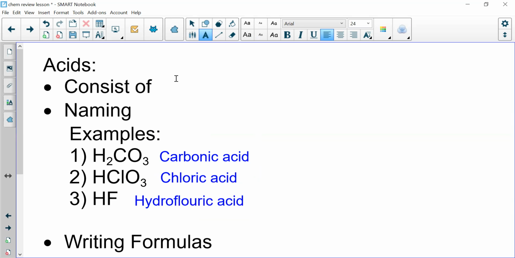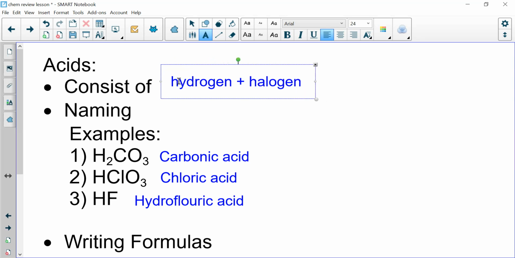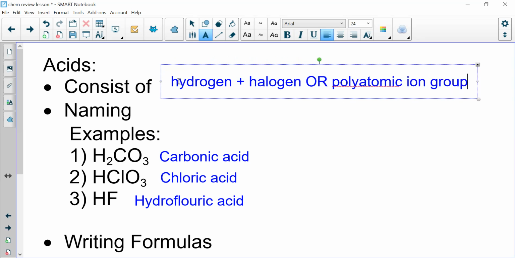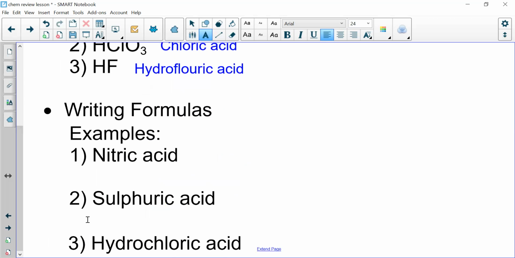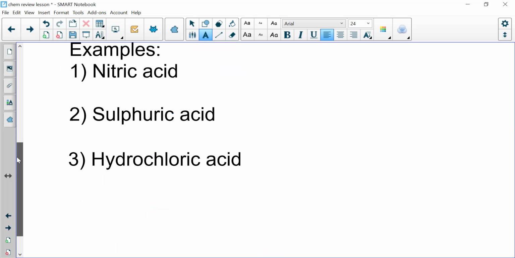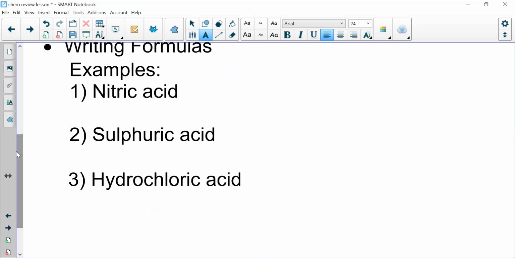Yeah. Let me just put up here. Acids consist of hydrogen plus metal or halogen, I should put it. Or polyatomic ion. Okay. So let's do some formulas. These are very much like your polyatomic ions. So you're going to do swap and drop. However, they all start with hydrogen. So that's going to be the tricky part.